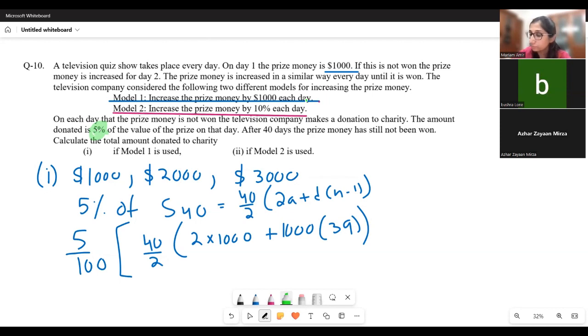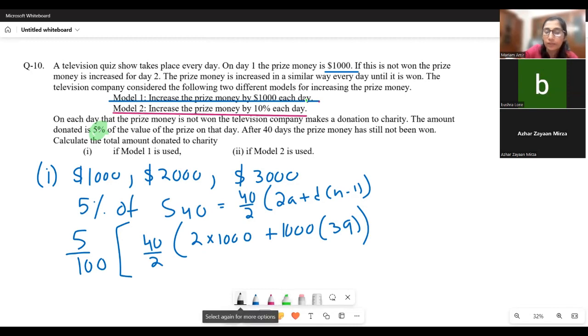मिस जो आपने 5% किया ये क्यों किया? क्योंकि क्वेश्चन ये नहीं है कि टोटल कितना प्राइज मनी नहीं जीता गया 40 डेज में. क्वेश्चन ये है कि चैरिटी को कितने पैसे दिए गए. After 40 days, the prize money has still not been won. Calculate the total amount donated to charity.